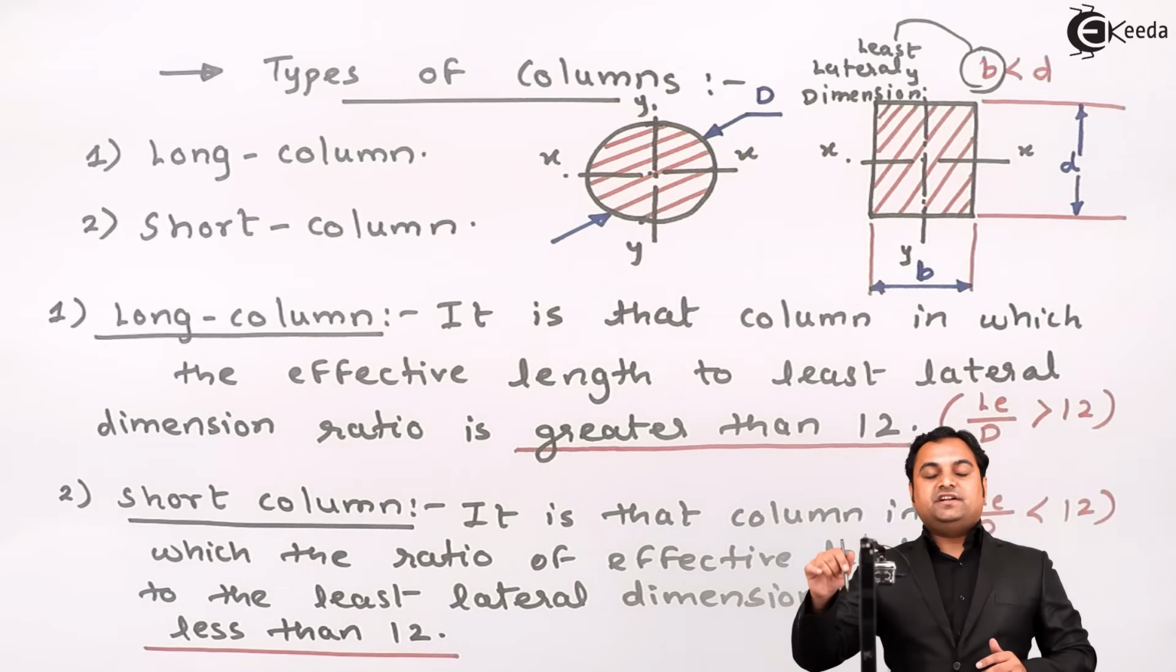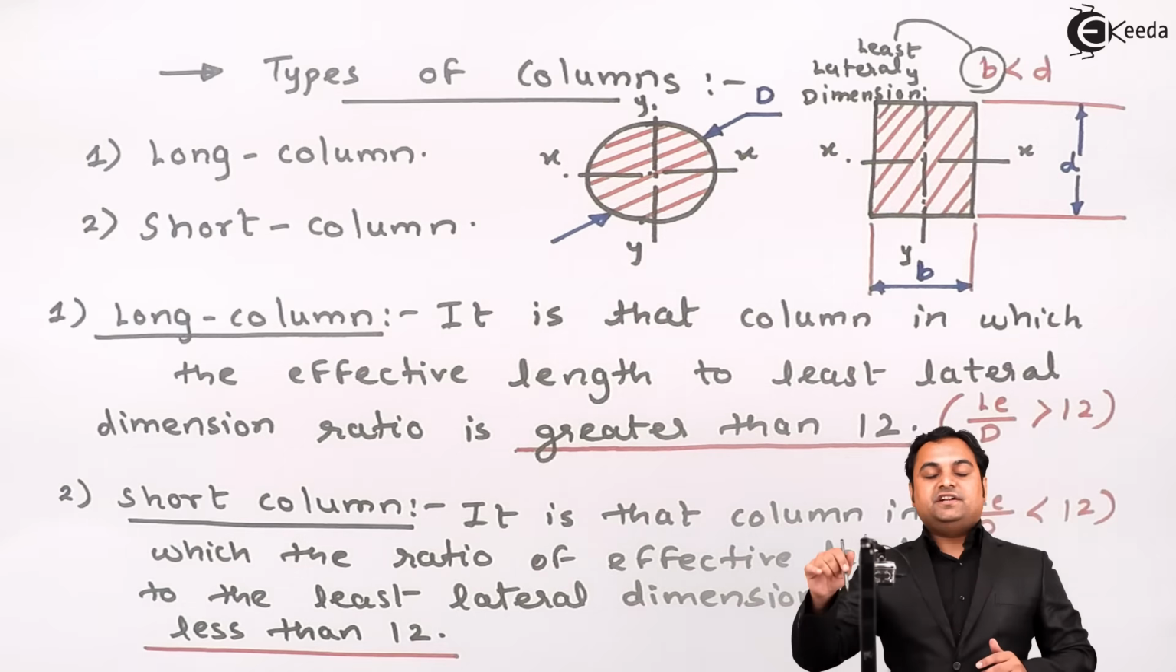Then if the column is long, then it will fail only because of buckling, which is the other word for bending. So long columns will fail only because of buckling, that is bending, and that bending will be in such a form. This is the buckling of the column.